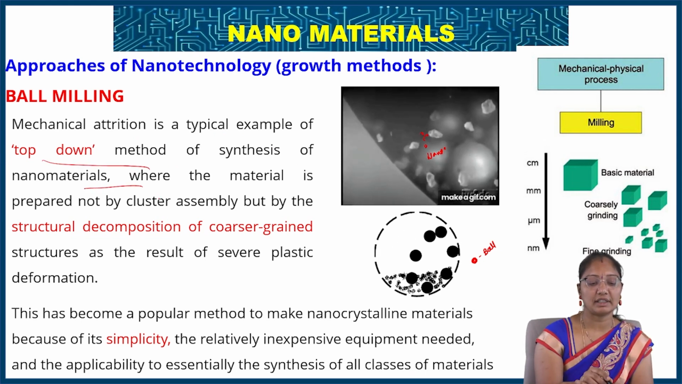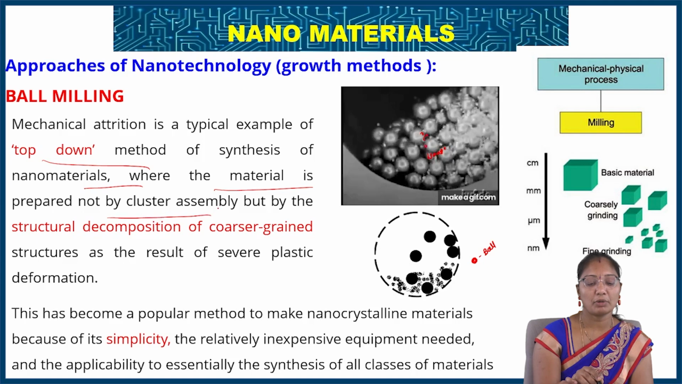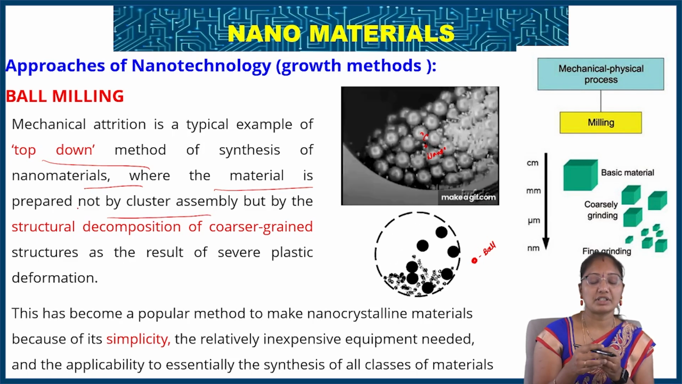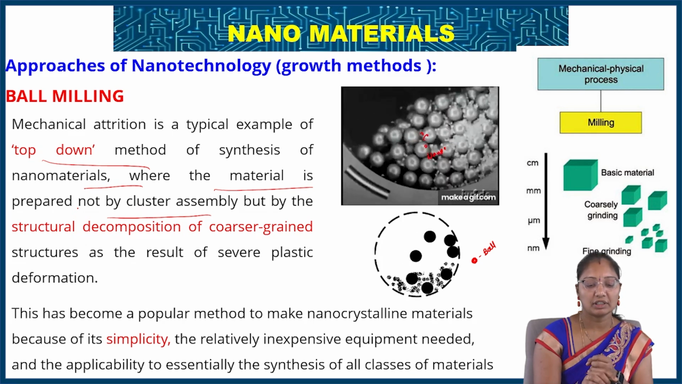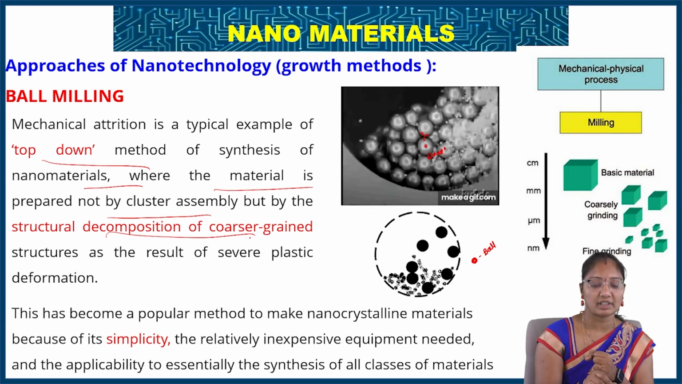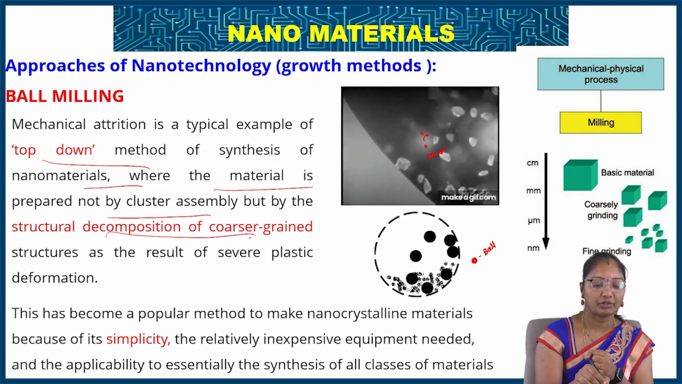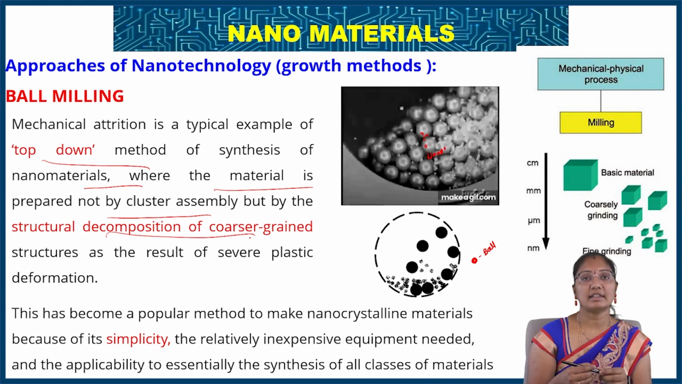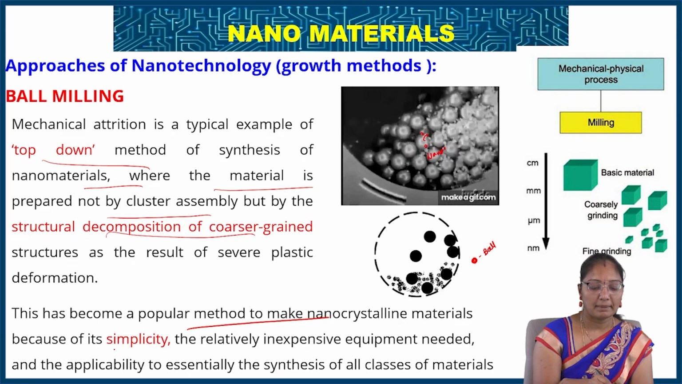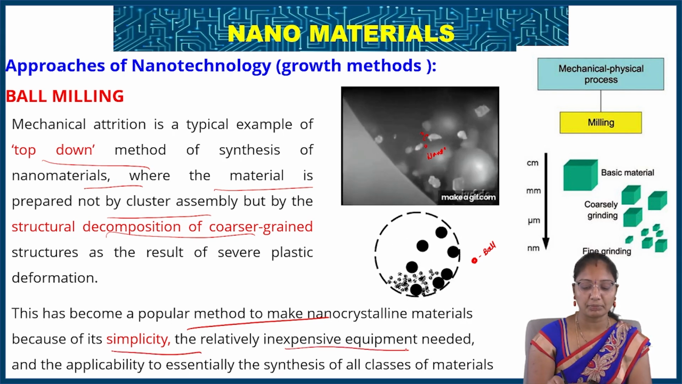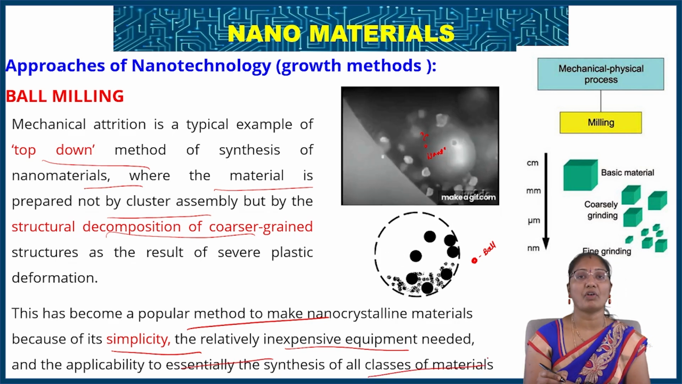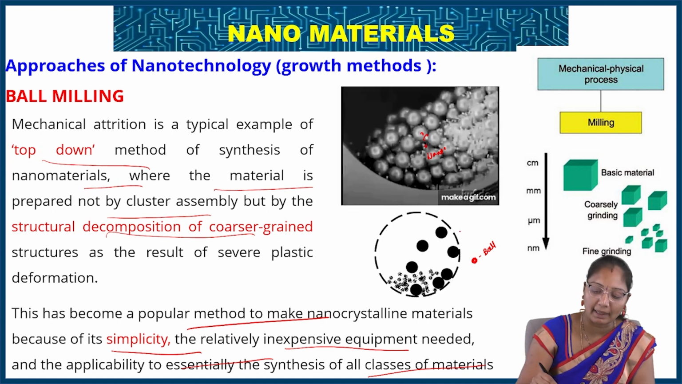In the synthesis of nanomaterials here, the material is prepared not by cluster assembly. We know that in the bottom-up approach cluster formation will happen, whereas in top-down the clusters won't form. The structural decomposition of coarse-grained structures as a result of severe plastic deformation has become a popular method to make nanocrystalline materials, because of its simplicity, the relatively inexpensive equipment needed, and its applicability to the synthesis of all classes of materials. So this is a ball mill.